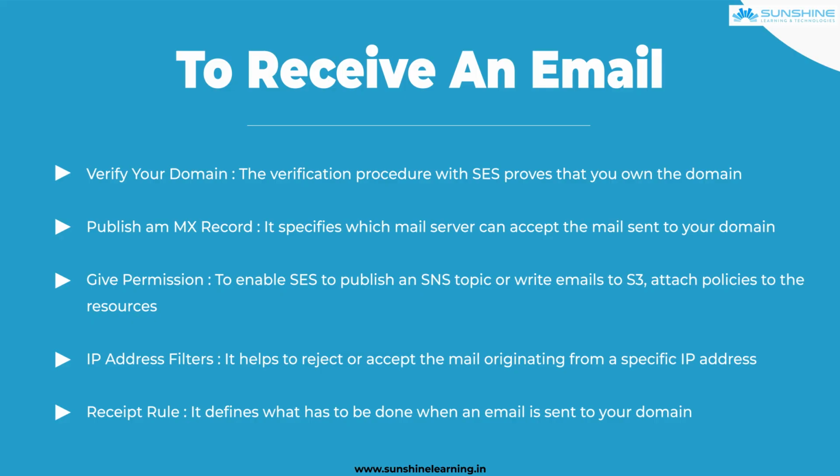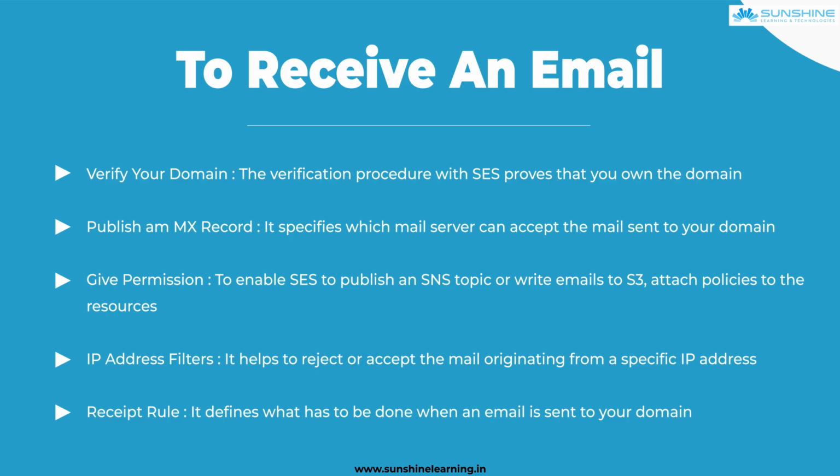Then you need to give permissions so that SES can push to an SNS topic or write email to S3. You can attach the policies also. Afterwards there are some IP address filters, which you can activate, and with their help you can reject some emails or reject the sources from where the emails are being sent. You can put them in spam also. And the fifth point is you have to create a receipt rule. A receipt rule defines what has to be done with an email. Should it be sent to a particular domain, or to a particular email ID? It is based on the settings defined.